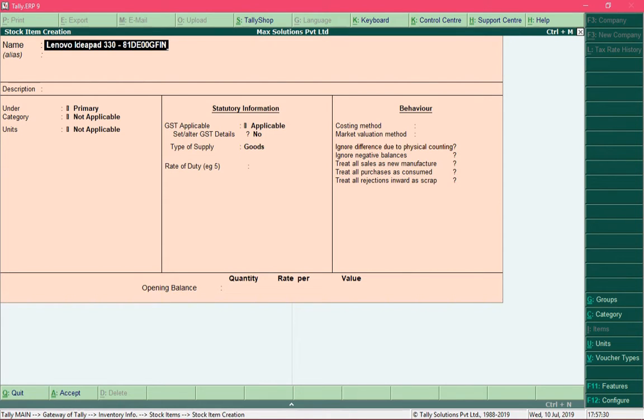So it's a good practice to suffix your product with the model name, because Tally won't accept same name for the product. So I cannot create 2 products with the same name as Lenovo IdeaPad 330. So if there is another laptop which is also a IdeaPad 330, then you can differentiate that product with the model number, because 2 products would probably have different model number.